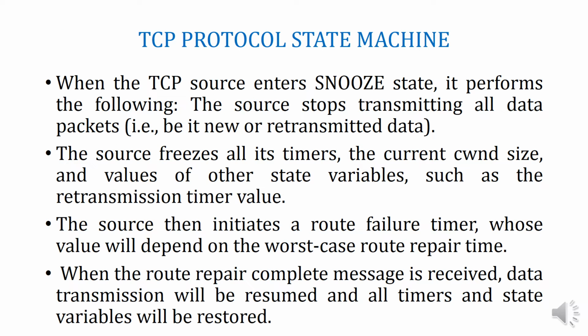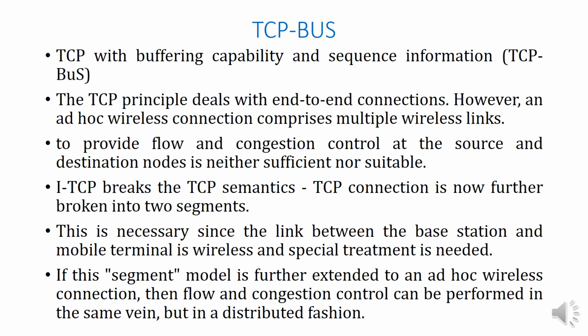The TCP protocol state machine. So how does it work? When the TCP source enters the SNOOP state, it performs the following. The source stops transmitting all the packets. The source freezes all its timers, the current window size, and the values of other state variables such as the retransmission timer value. The source then initiates a route failure timer whose value will depend upon the worst case route repair time. When the route repair complete message is received, the data transmission will be resumed and all timers and state variables will be restored.